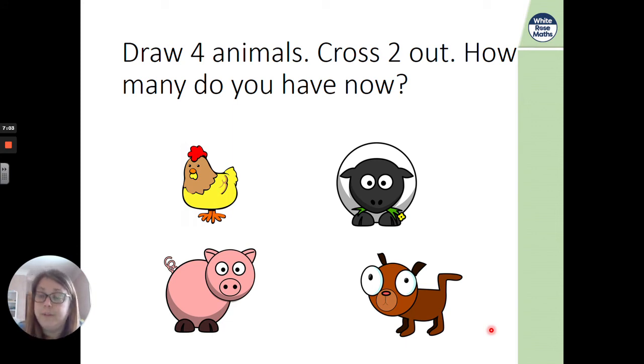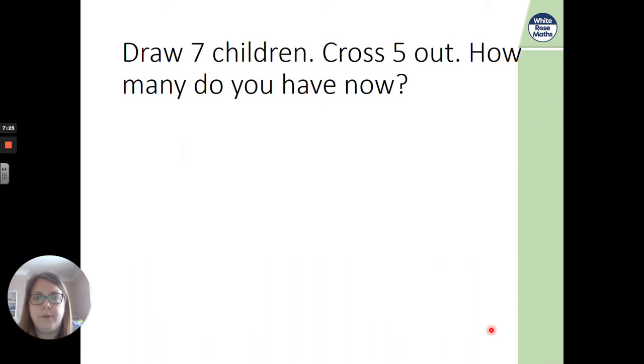So draw 4 animals. So I've drawn my animals. And it says cross 2 out. So what it means is we draw a line through 2 of them. So as you can see, I've drawn a line through 2 of my animals. How many do I have now? So if I've crossed 2 out, how many do I have left? I have got 2 left, haven't I? Well done. Right, next one, over to you.